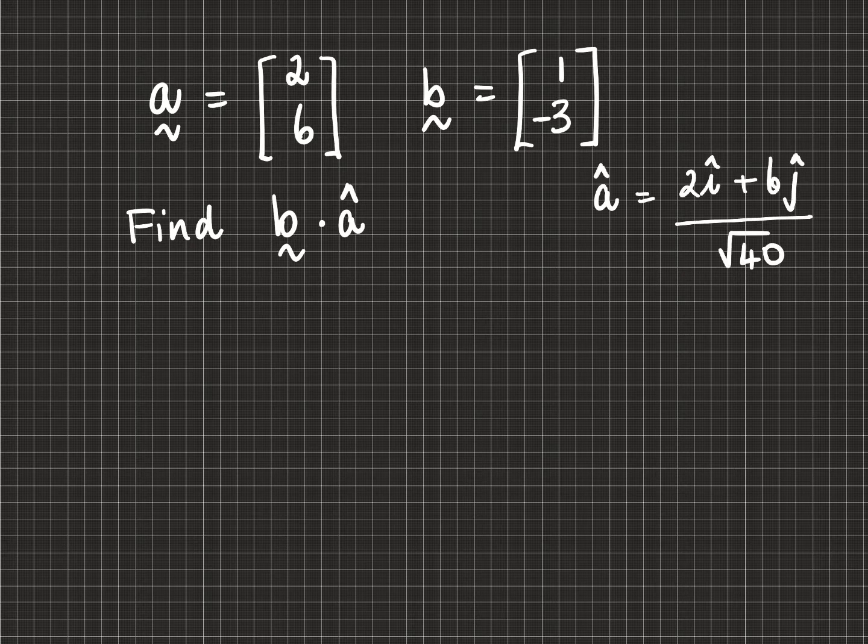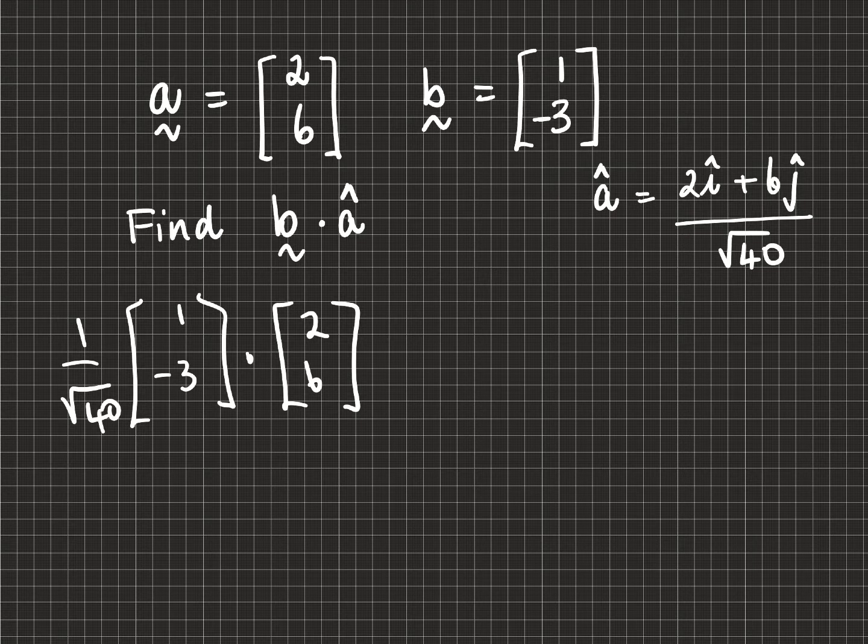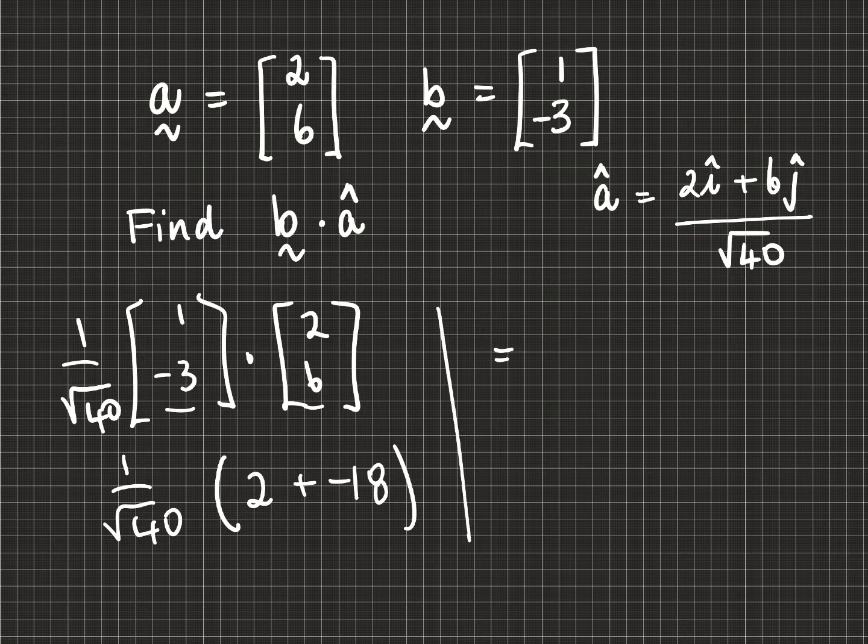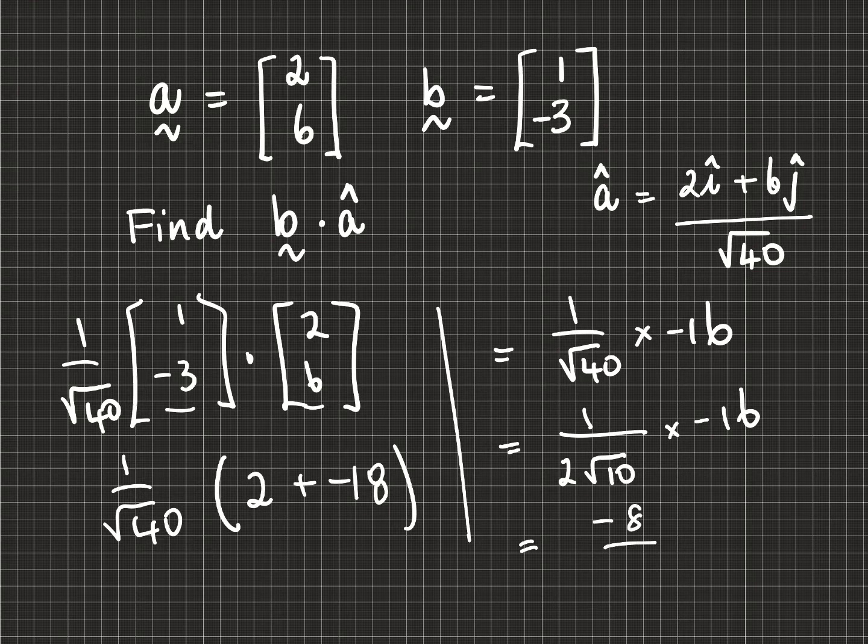Well, I found out what A hat is over here. I'm going to go vector B dot A hat. I'm just going to do A first, and then I'll multiply through the root 40 at the end. So that's going to give me 1 on root 40 lots of 1 times 2 is 2, plus negative 3 times 6 will be negative 18. So that will give me 1 over root 40, lots of negative 16. And I can just simplify that a bit, and that'll give me negative 8 over root 10. Now, you could rationalize the denominators if you want to, but for the sake of this, let's just not worry about that.